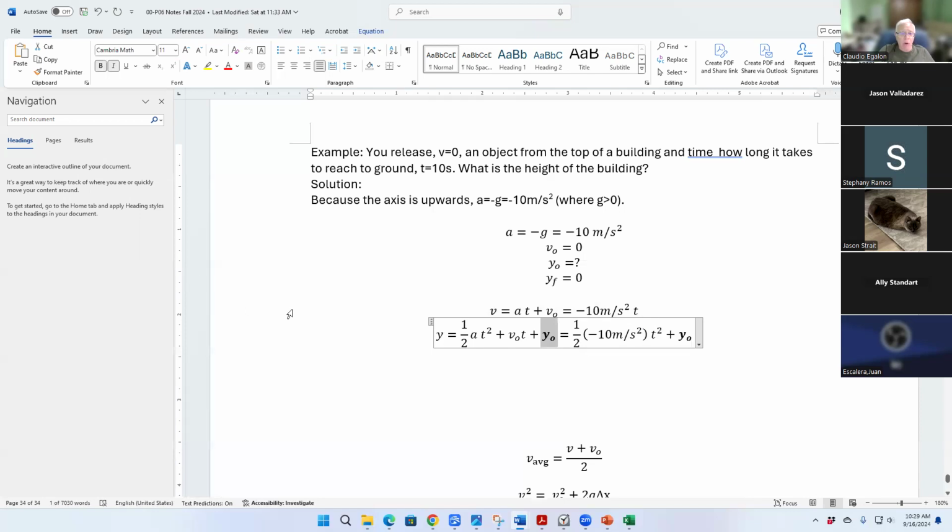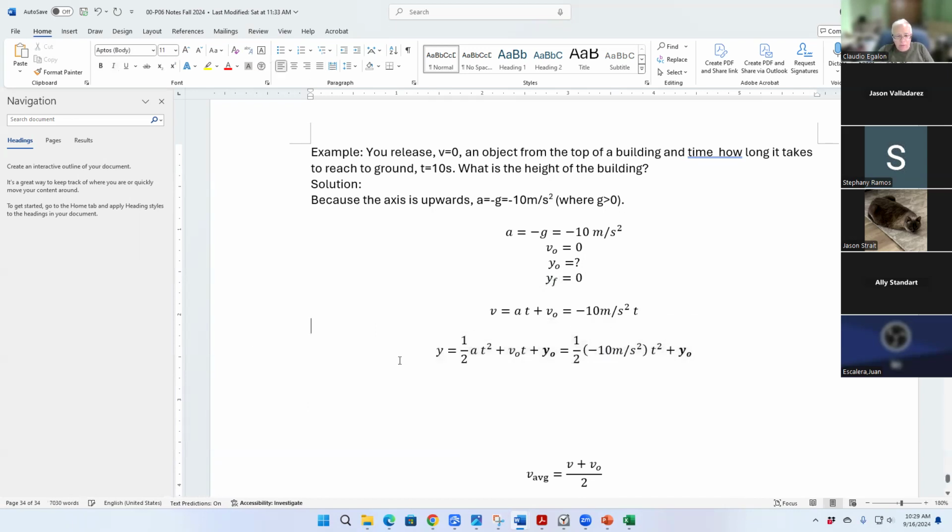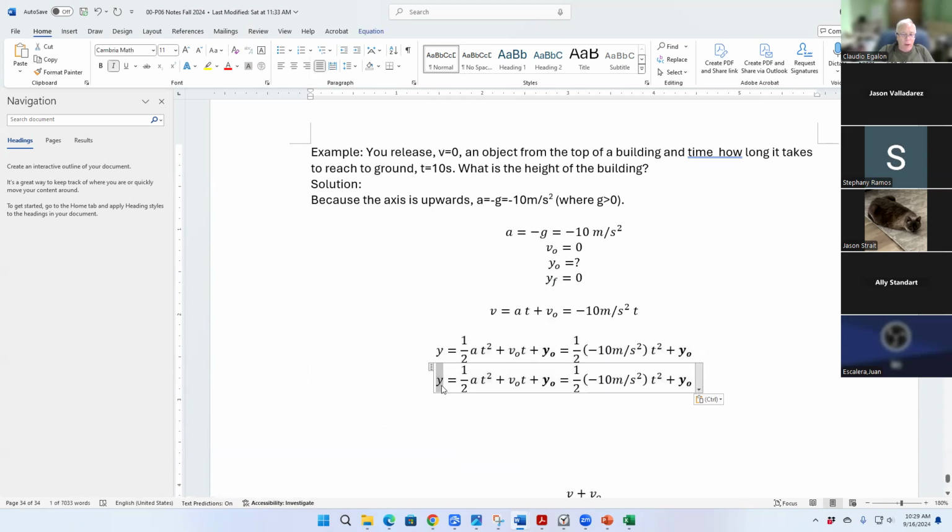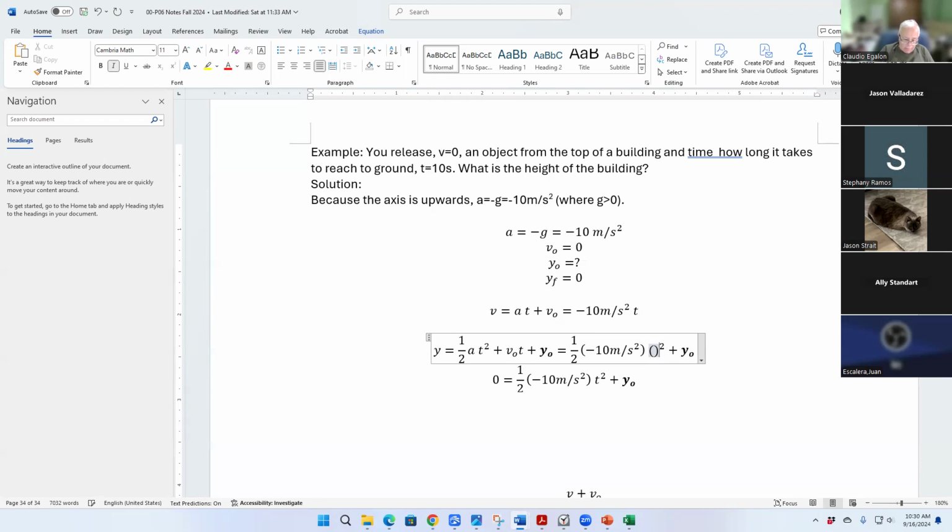So in principle, we won't need this equation at all. But we are going to need this equation here. And we also know that the final height of the object is going to be 0, right? So let's concentrate on this equation alone. Substitute final height by 0. That's the equation that we want to solve. I've got to put 10 seconds here as well. Notice that I'm putting the units.